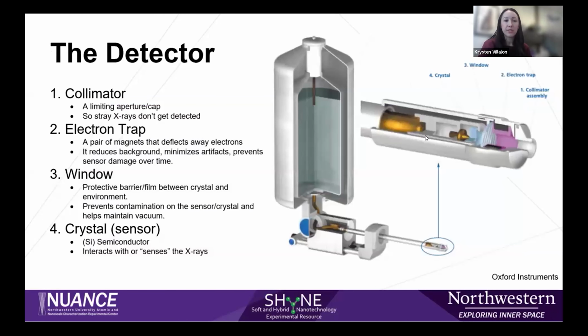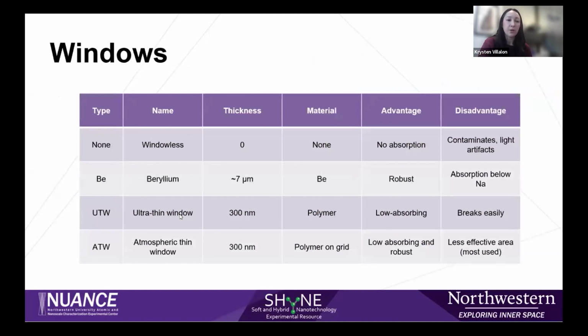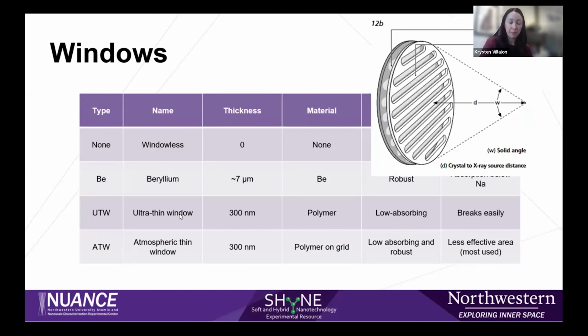So let's look a little more closely at these last two, the window and the sensor, because when you hear about different types of detectors, it's often differences between these components. There's 4 main types of windows you might have in an EDS detector. You can have no window. And the benefit of having a windowless detector is that a film could potentially absorb low energy X-rays. And if you're interested in low Z elements, that would be quite a problem. A windowless detector is not going to have any of that absorption, so it's really good for looking at light elements. The disadvantage being that if you have no window, there is nothing there protecting your crystal. You might get some artifacts, contamination over time.